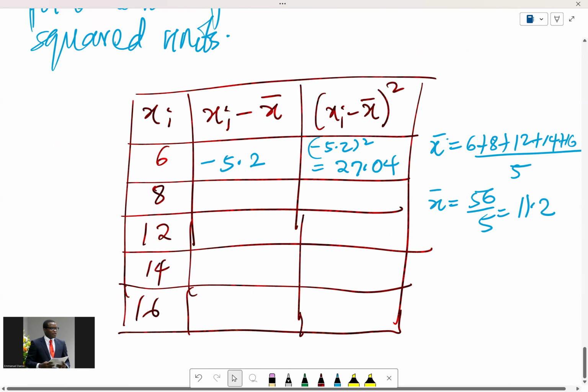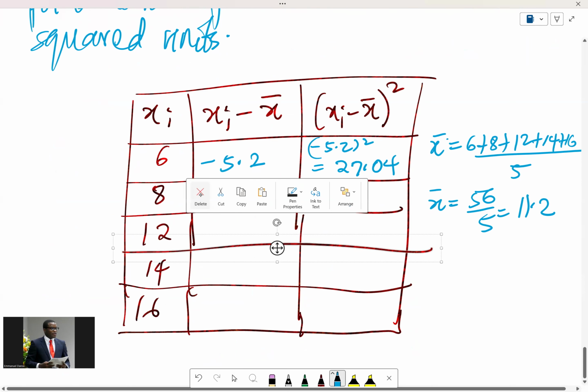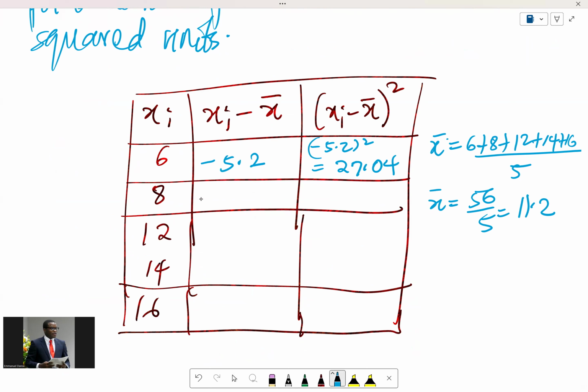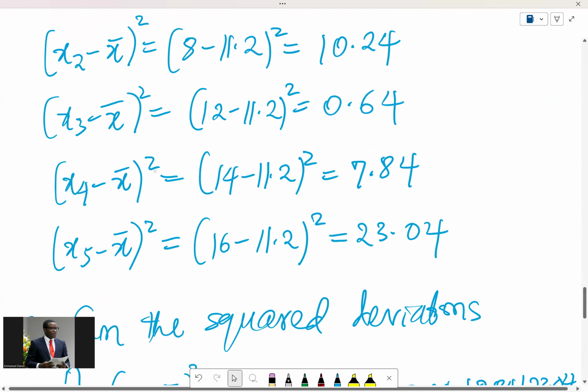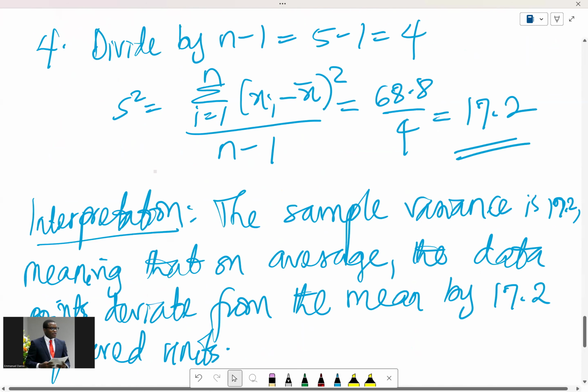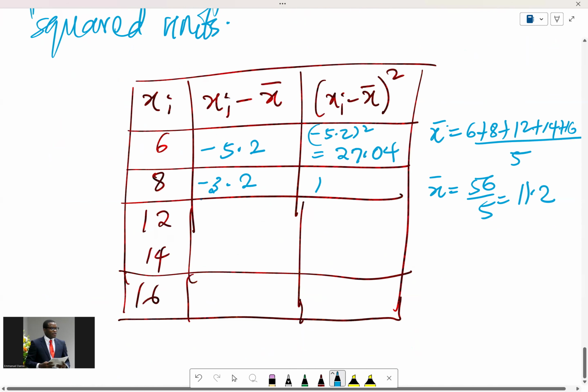I'm just explaining here. So 8 minus 11.2 is like 11.2 minus 8, of course, because 8 is smaller than 11.2. So you have minus 3.2. When you square 3.2, that's like 32 squared, right? That's why you have 1024. So that's minus 3.2 squared, you have 10.24.